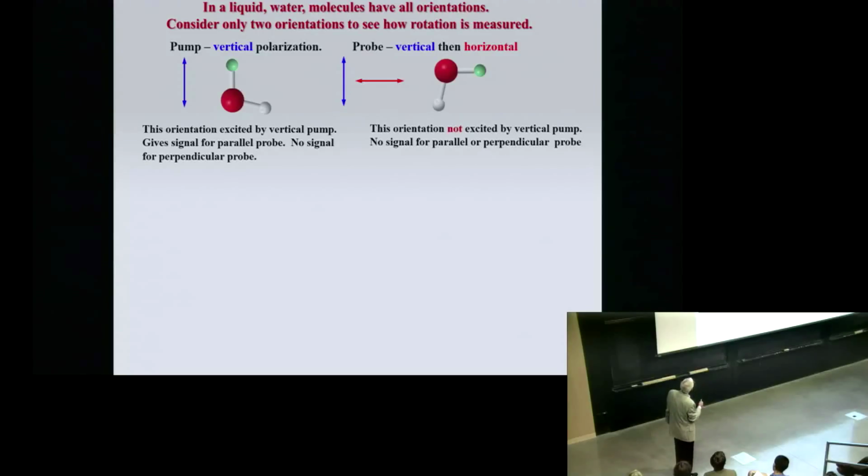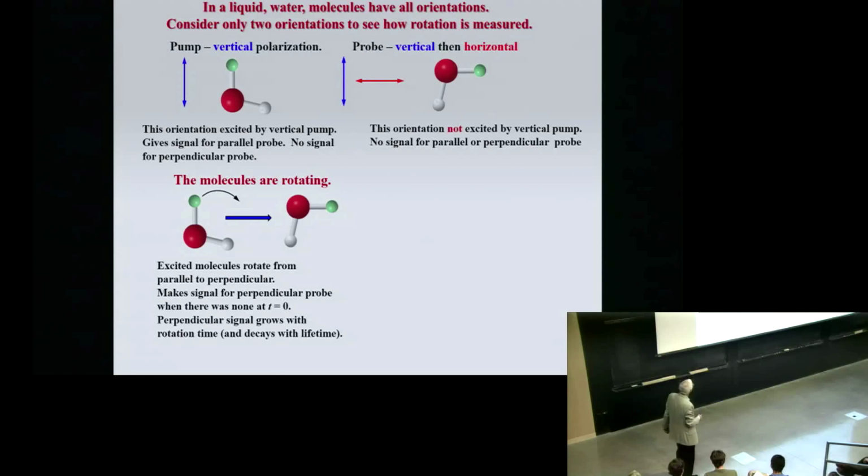So you can see there's a difference depending on how the molecule is oriented, and it's going to rotate, so it's going to change its orientation. There's a difference in what vertical pump and vertical and horizontal probe will do depending on which way the molecule is pointing, and that's our handle on measuring rotation. Okay, so here's the bit.